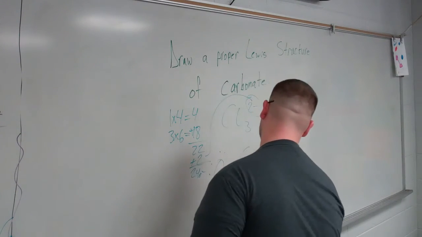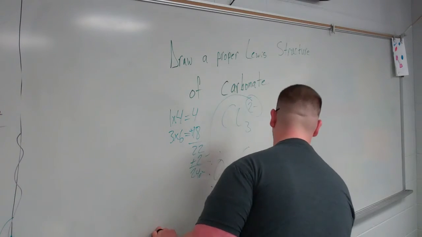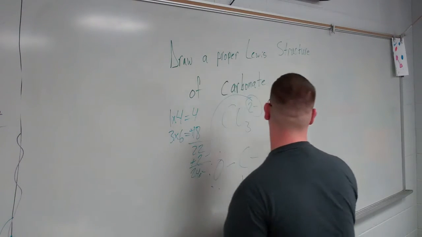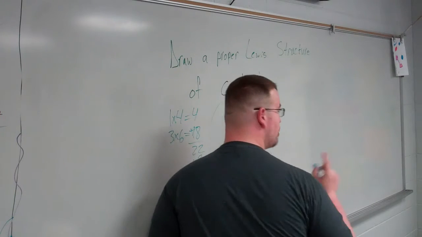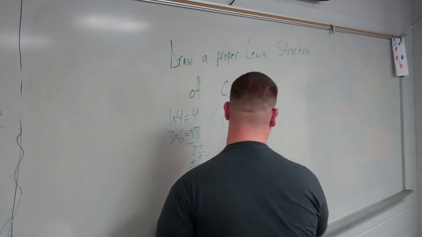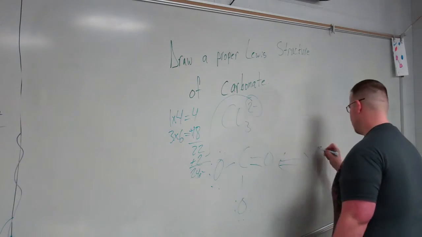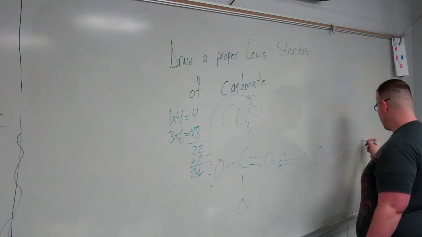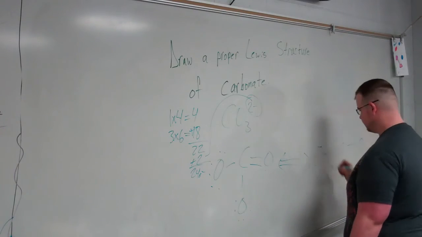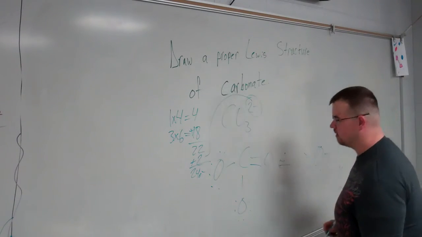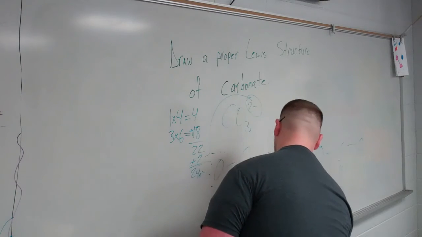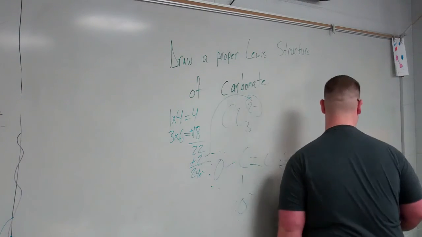1, 2, 3, 4, 5, 6, 7, 8, 9, 10, 11, 12, 13, 14, 15, 16, 17, 18, 19, 20, 21, 22, 23, 24, 25, 26. Show too many. Double bond it, erase, and then show all of your resonance. Yeah, charges. I do have to do the charge. Negative, negative.